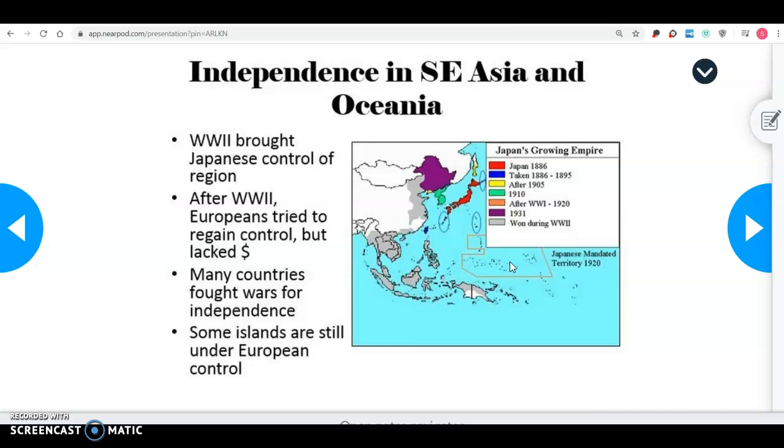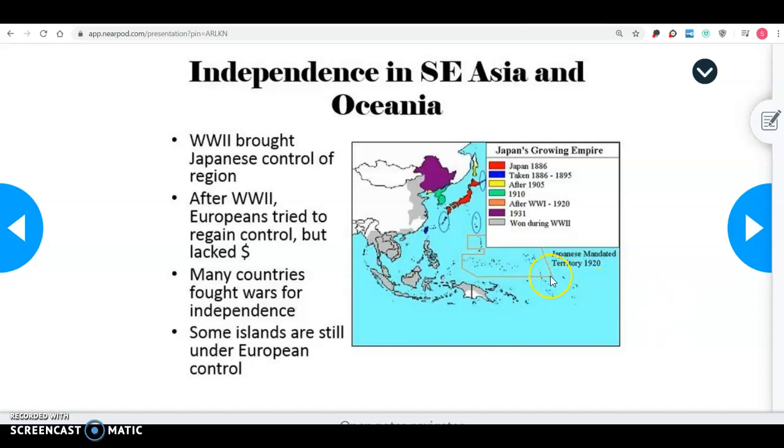And so places like Vietnam and Laos and Cambodia were easily taken over by their native people because the Europeans had no interest in protecting them because they were worried about building up their economies on their own. Many countries fought wars for independence. So there's going to be a lot of fighting in this area to get rid of the Europeans and to create that independence. And some islands are still under European control.